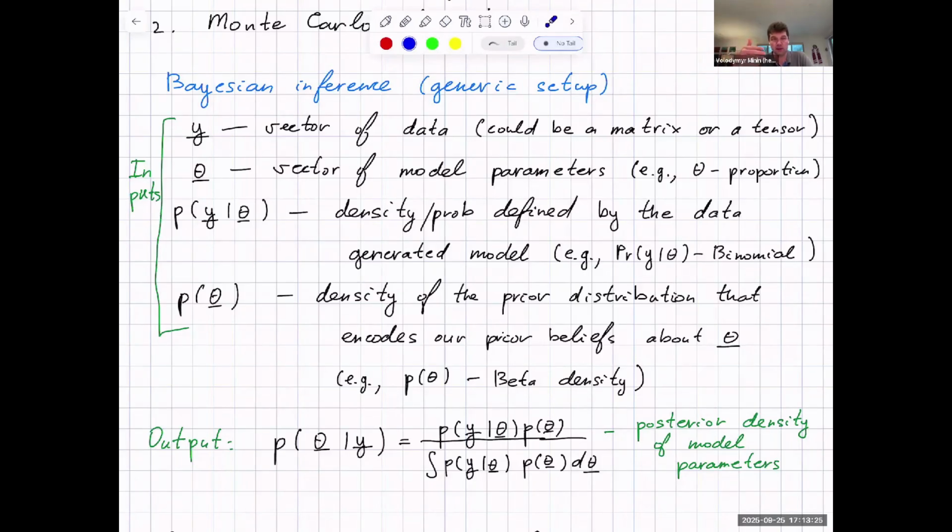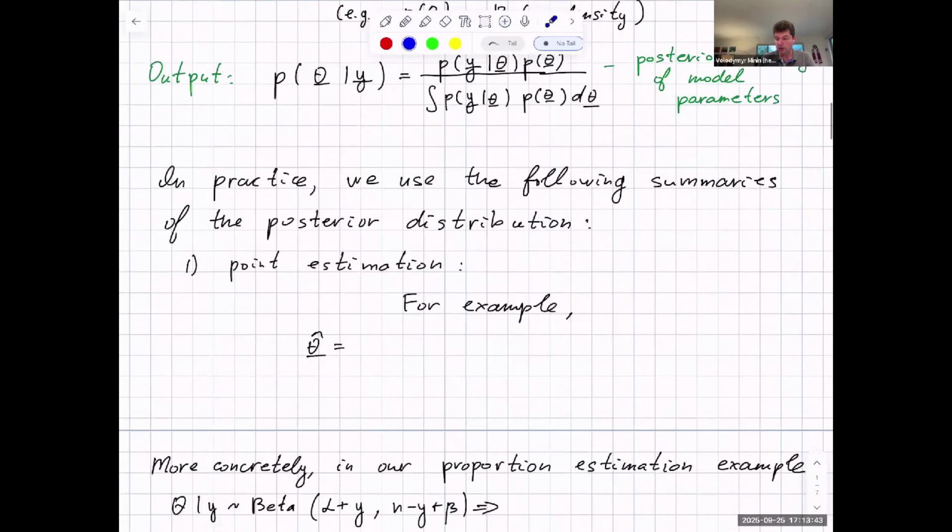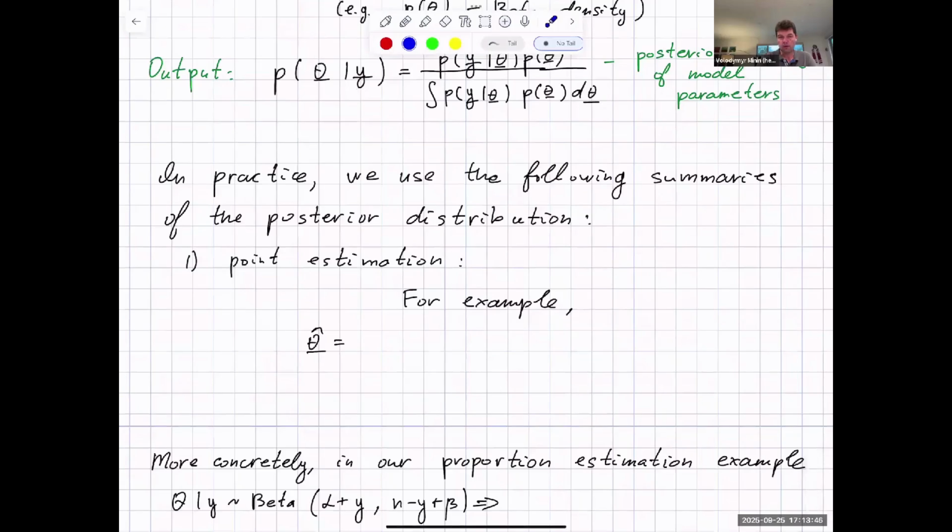It's a convenience. It's convenient for us to encode our prior beliefs in terms of distributions, in terms of probability densities, in terms of a prior distribution. So really, we're thinking that our knowledge is kind of uncertain about the parameters, but we have it. So that's why we want to somehow codify it using the mathematical machinery of probability. Okay, so in practice, we use the following summaries.